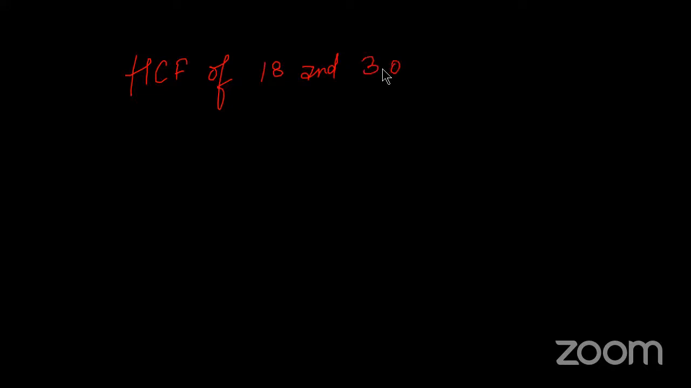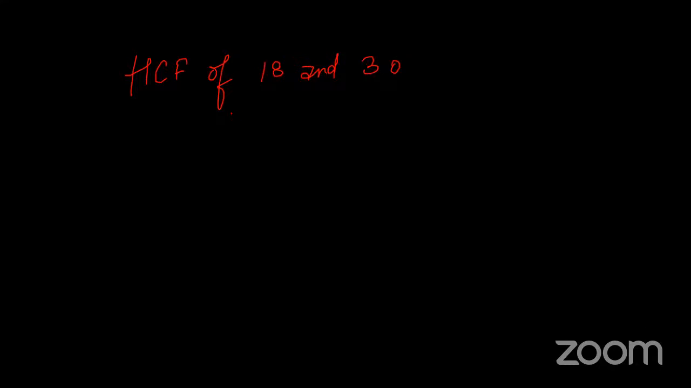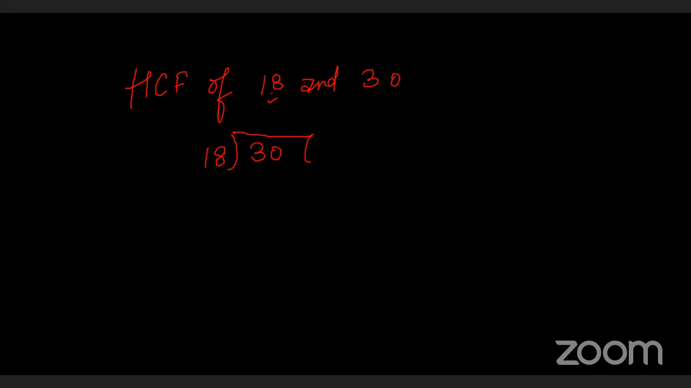You need to pick up the smallest number. Make it as your divisor, see here we are going to divide. The smallest is 18 and the greatest one should be your dividend. Okay, like this you have to do. Am I clear? Smallest as your divisor, greatest as your dividend.